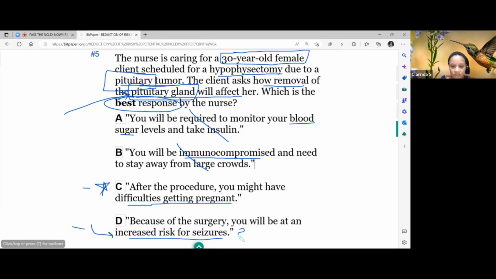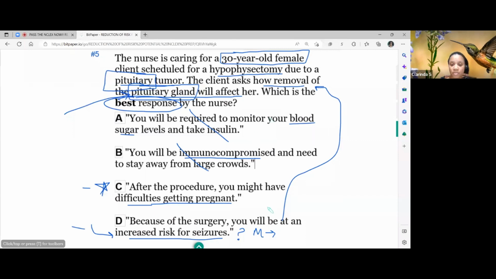This is a possibility, right? This is one of those things that's maybe, but we're going to be monitoring her. The doctor will decide if she needs to be on any type of medication. We do know there is a risk for ICP after any type of brain surgery, and that could lead to a risk for seizures. But if we go back to what our question asks, she's asking about how the removal of the pituitary gland will affect her. So that one more so focuses on the surgery itself, which could be any kind of brain surgery. It's not specific to pituitary, right?